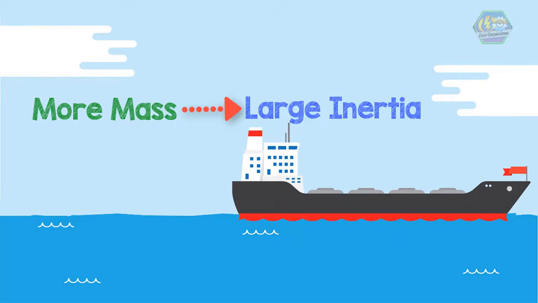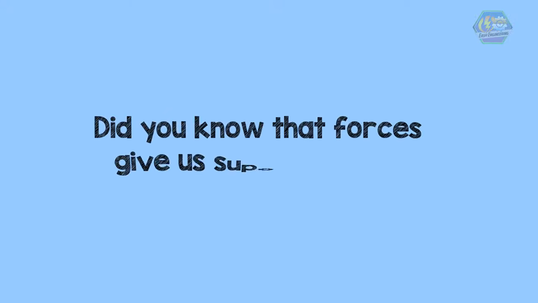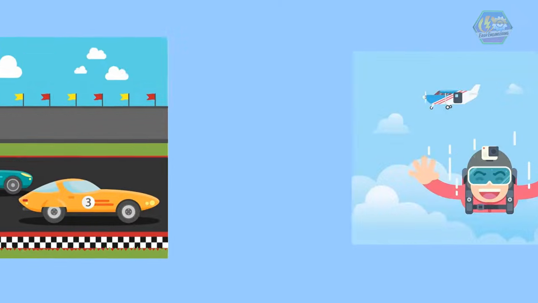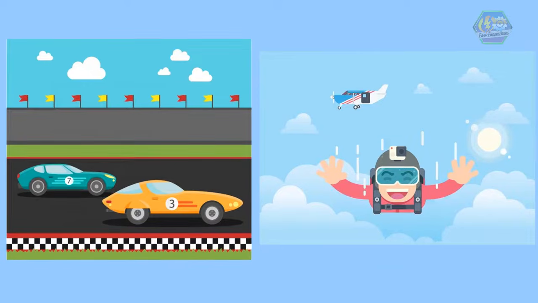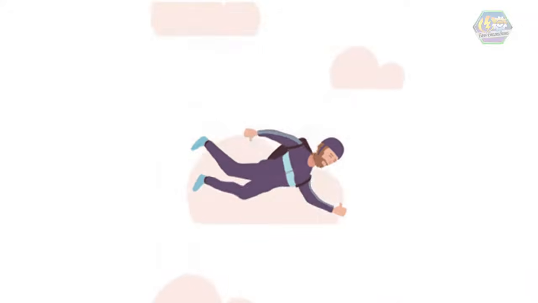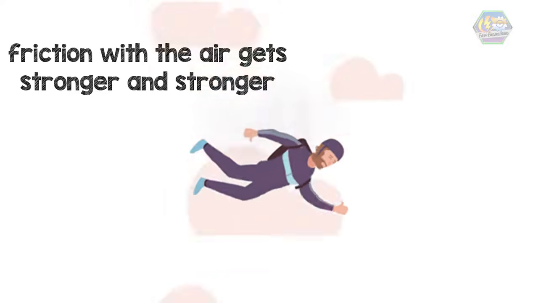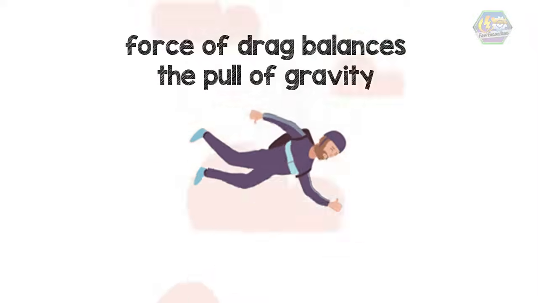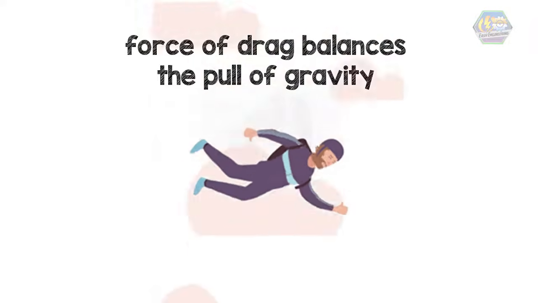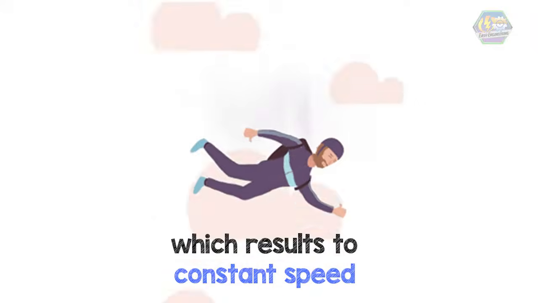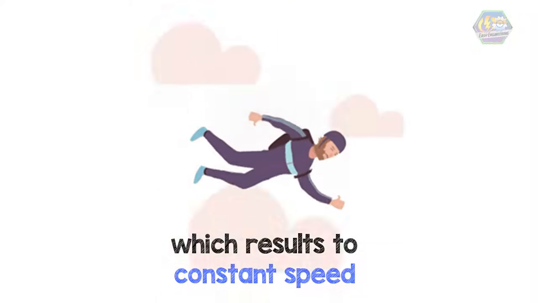Before we proceed, here is a fun fact for you. Did you know that forces give us superpowers? You can be as fast as a race car when you skydive. You see, the moment you step out of a plane, gravity pulls you down, and in only 3 seconds you pass approximately 62 miles per hour. As you speed up, friction with the air gets stronger and stronger, and about 10 seconds into the jump, the force of drag balances the pull of gravity. That is when you stop accelerating and you'll have a constant speed. Amazing, right? Now let's go back to our topic.